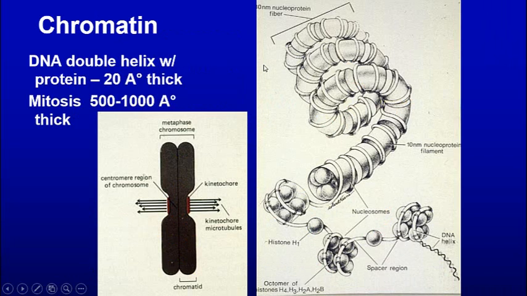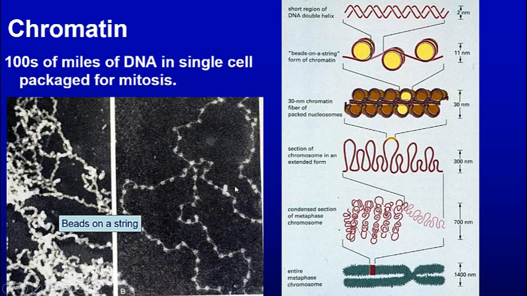Now, if we look at the chromatin, it's a double helix, as we know. It's a double helix, and that's wrapped around a bunch of beads. And here we see the chromosome. This is the metaphase chromosome. There's a kinetochore, and these are the kinetochore microtubules, which are associated with pulling it apart.